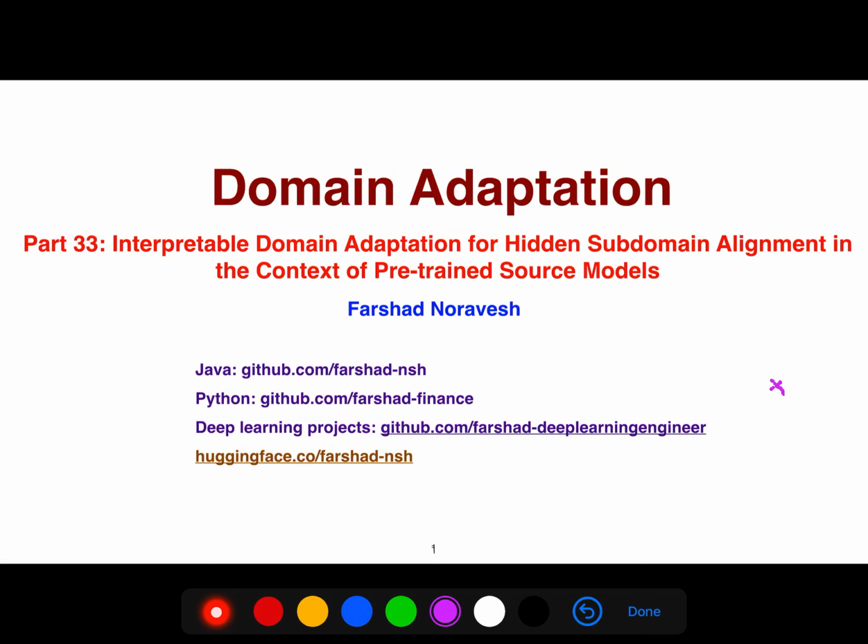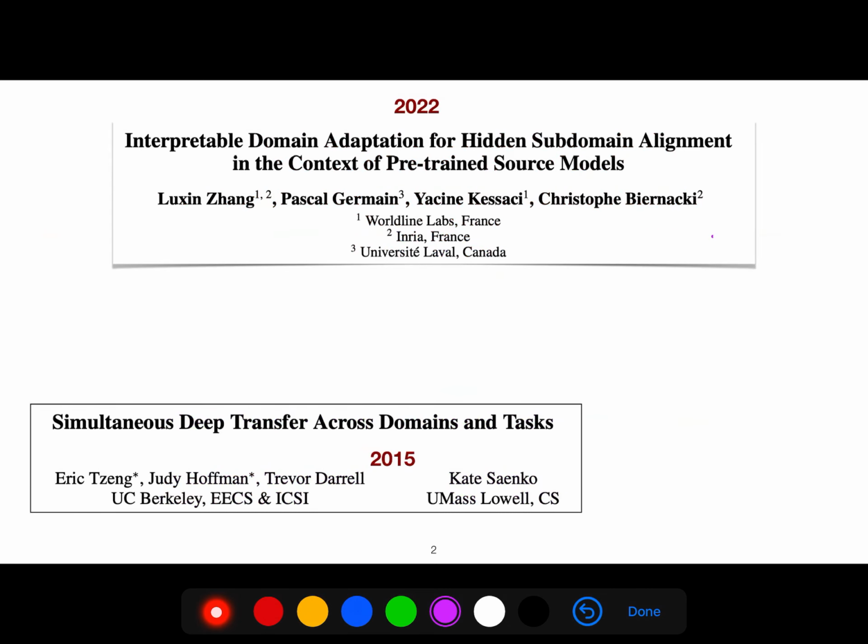Alright, so in this video I'm gonna be explaining another important article about domain adaptation, and the title of this paper is Interpretable Domain Adaptation for Hidden Subdomain Alignment in the Context of Pre-trained Source Models. So this paper is from 2022.